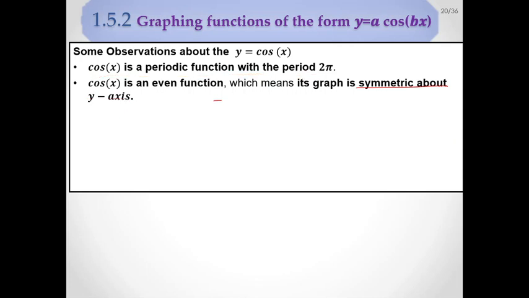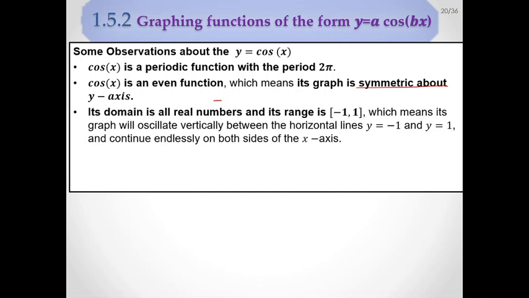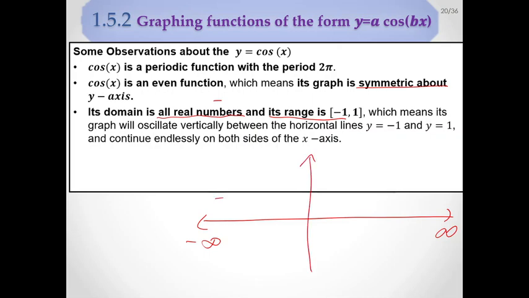And its domain is all real numbers, and its range is -1 to 1. So it means its graph will continue along the x-axis, or along the real line, and its height will be between -1 and 1. So it will go like this.